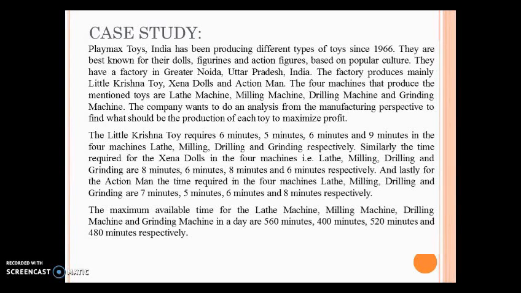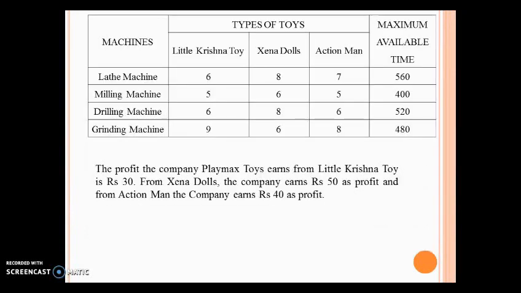Here, the company wants to find out the actual number of production units of these toys in order to get the maximum profit. Given the time required for the 4 machines in producing Little Krishna toy are 6, 5, 6 and 9 minutes respectively. Similarly, the time required by the 4 machines in producing the second doll, that is Jenna doll, are 8, 6, 8 and 6 minutes respectively. And for the final toy, that is Action Men, the time required by the 4 machines are 7, 5, 6 and 8 minutes respectively. And also the maximum time limit for the 4 machines are 560 minutes, 400 minutes, 520 minutes and 480 minutes respectively.